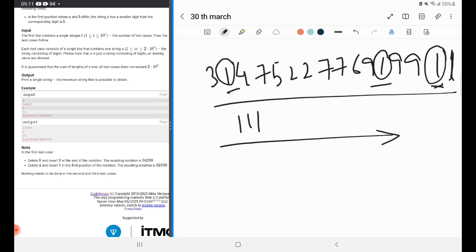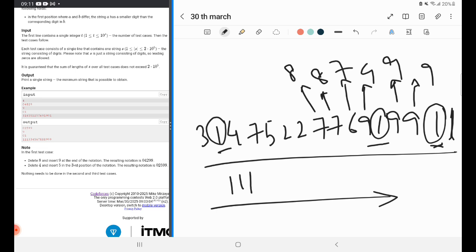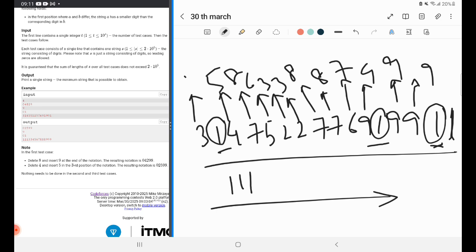So we know that if we shift 9, then 9 will remain 9, 9 9 will remain as is, 6 will become 7, 7 becomes 8, this 7 also becomes 8, this 2 becomes 3, this 2 also becomes 3, 5 becomes 6, 7 becomes 8, and 4 becomes 5, and 3 becomes 4.